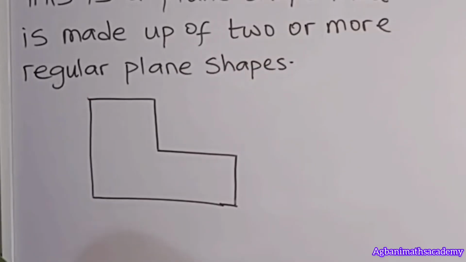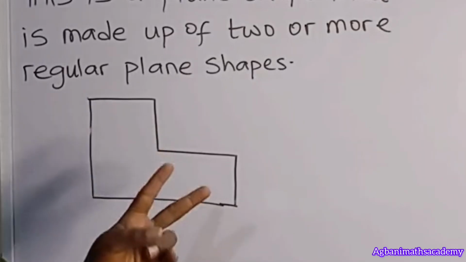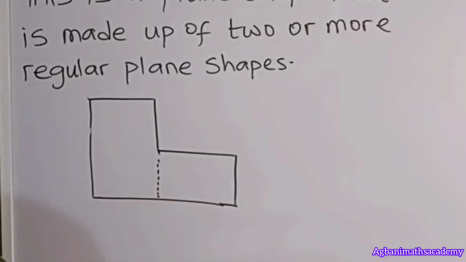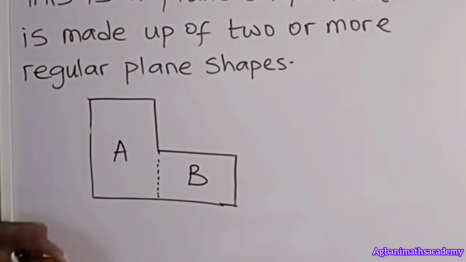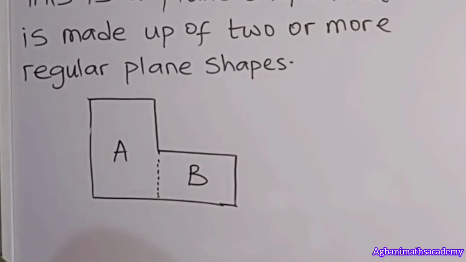Before you go ahead to calculate the area or the perimeter of the composite plane shape, first you need to know how many regular plane shapes are in it. If you look at this, you can break it down into two regular plane shapes. I can decide to break it down like this. Once I do that, I have shape A and shape B. This shape here is a rectangle. You can identify it as a rectangle because it's a regular plane shape that you know. This also looks like a rectangle.